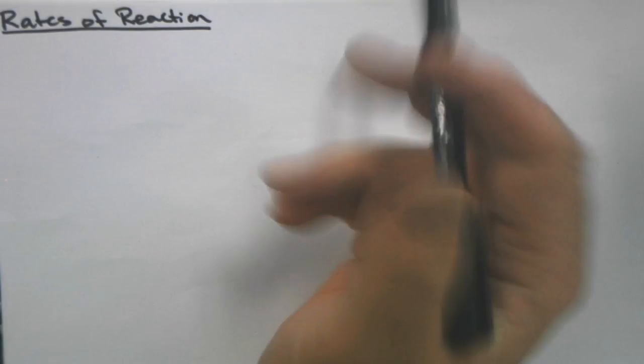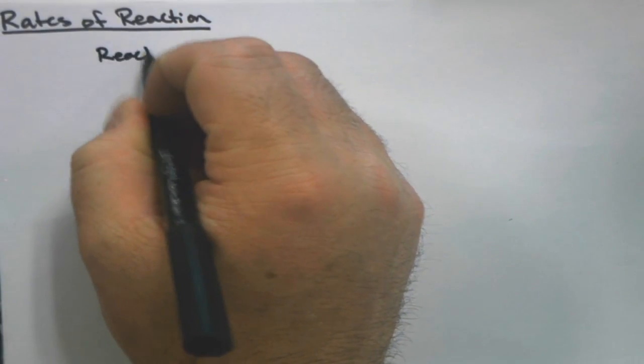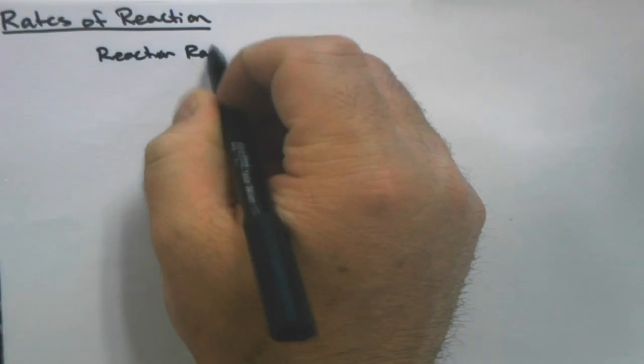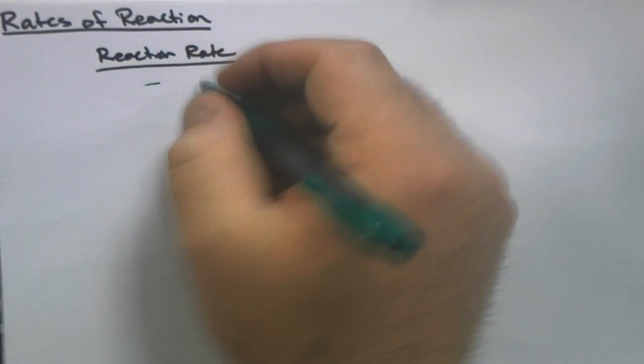Rates of reaction is where we're starting today, and this is our first lecture for this new unit covering chapters 18 and 19 in your book. So we need to define our reaction rate. Reaction rate has two different definitions. There's two ways you can look at it.